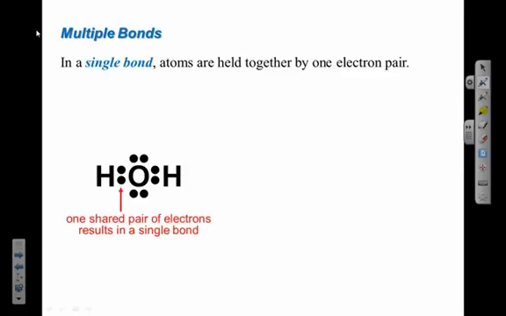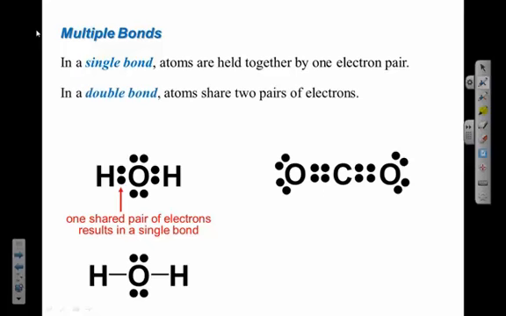Single bonds are a single pair of electrons shared between 2 atoms. So water has single bonds. Why? Because the hydrogen needs 2 valence electrons. I wouldn't put a double bond in here. It doesn't need 4 valence electrons. It needs 2 to make its noble gas configuration.